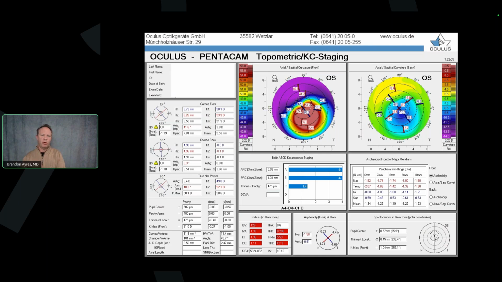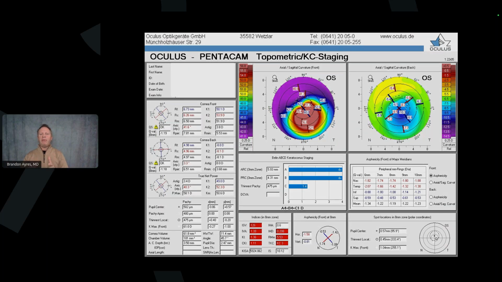The Belin Ambrosio profile really just shows you that D, the bad D, just shows you that this cornea may not be a normal cornea. It's not necessarily telling you that it's keratoconus. Looking at the Pentacam topometric KC staging shows you where that cornea is now. And I'll go through this again in a video, but this is one of the second things I look at, especially in a patient who's seeing me for the first time.